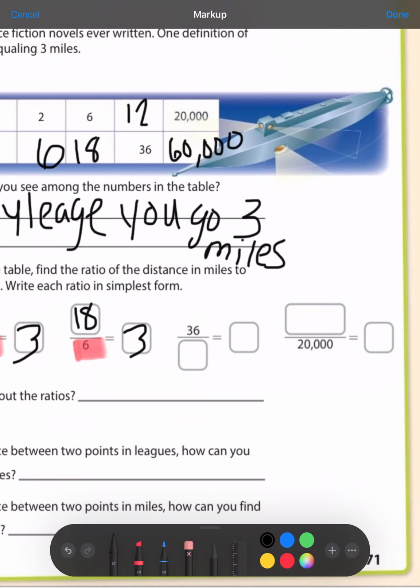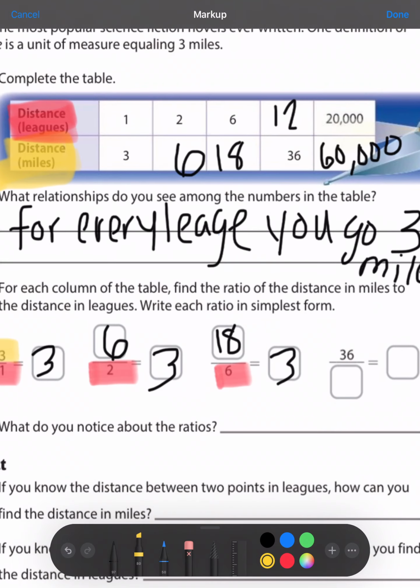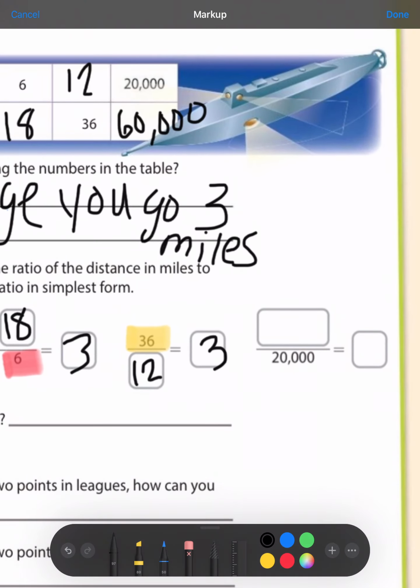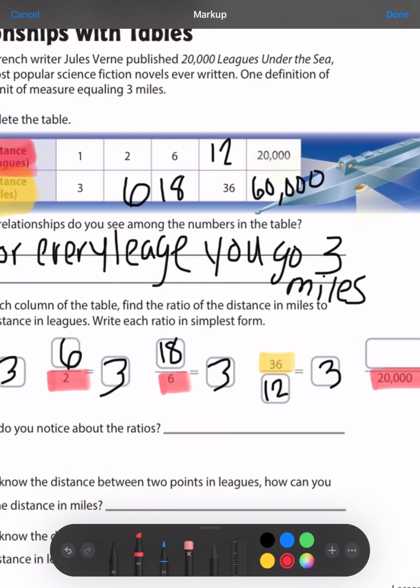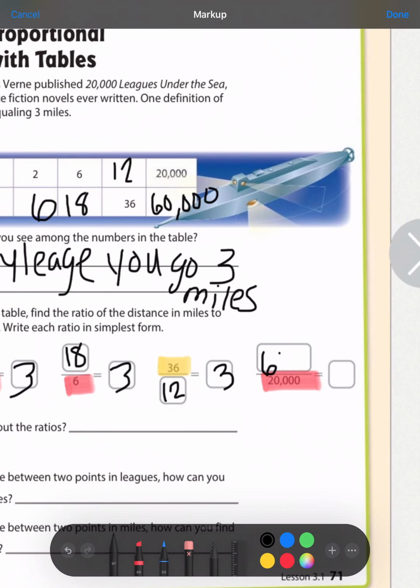Alright, now we have the top number of our fraction, which in our top table up here is the bottom numbers of the table. So you're going to take them, which I'm highlighting mine. So we're looking up here at 36. Our top number, it goes in the bottom, is 12. 36 divided by 12 gives us 3. We have our bottom number, which is 20,000. So our top number is going to be 60,000. And when you divide that out, we get 3 as well.